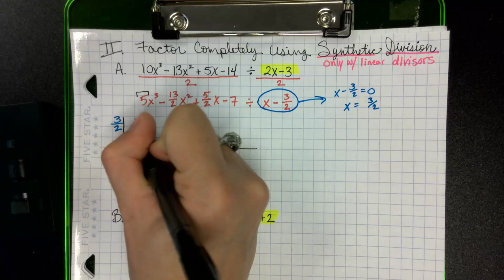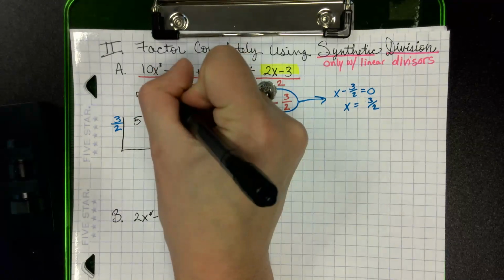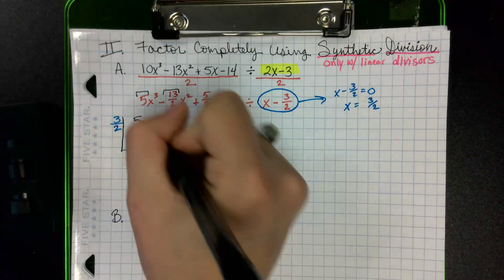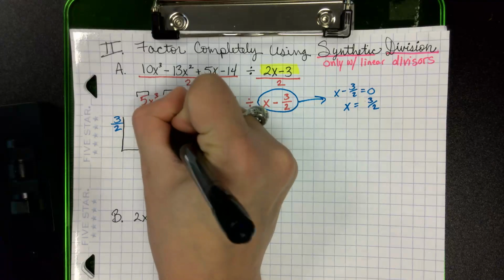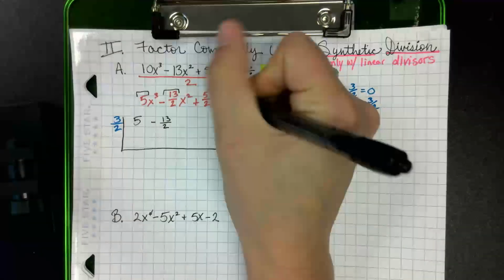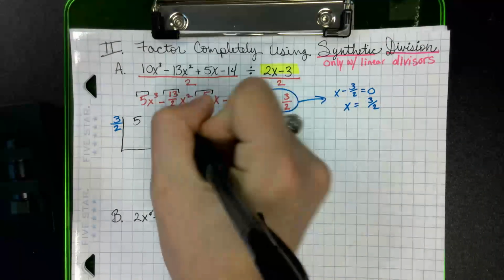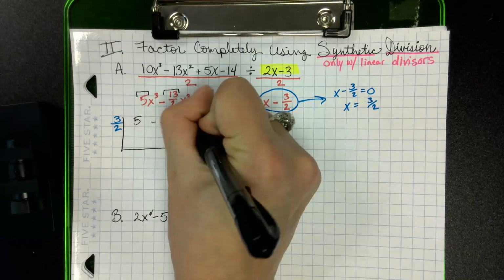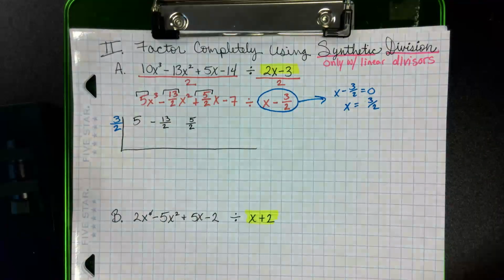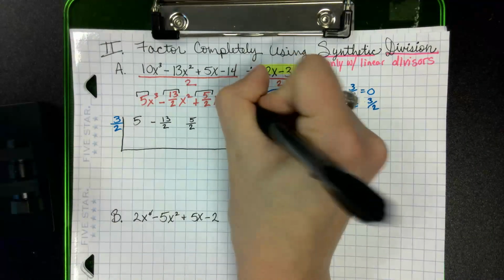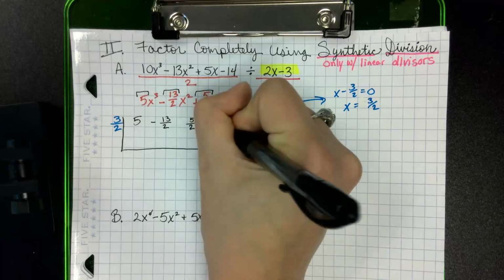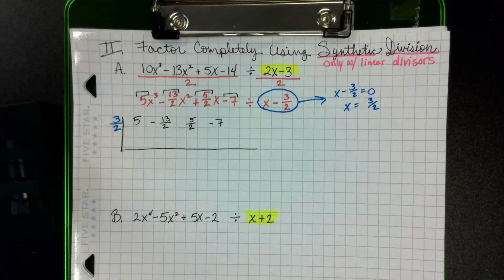So 5. Negative 13 over 2. I'm just going to write negative 13 over 2. Positive 5 over 2. So 5 over 2. If you want to write positive, it's fine. And negative 7. So I just took the coefficients, not the lead coefficients, but just the coefficients.